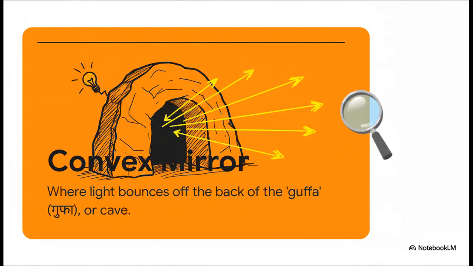It bulges outward. So just picture light hitting the rounded back of the cave. It can't get in, right? So it just bounces off the outside surface. So let's lock it in. Concave, light goes in the cave. Convex, light hits the back of the cave.